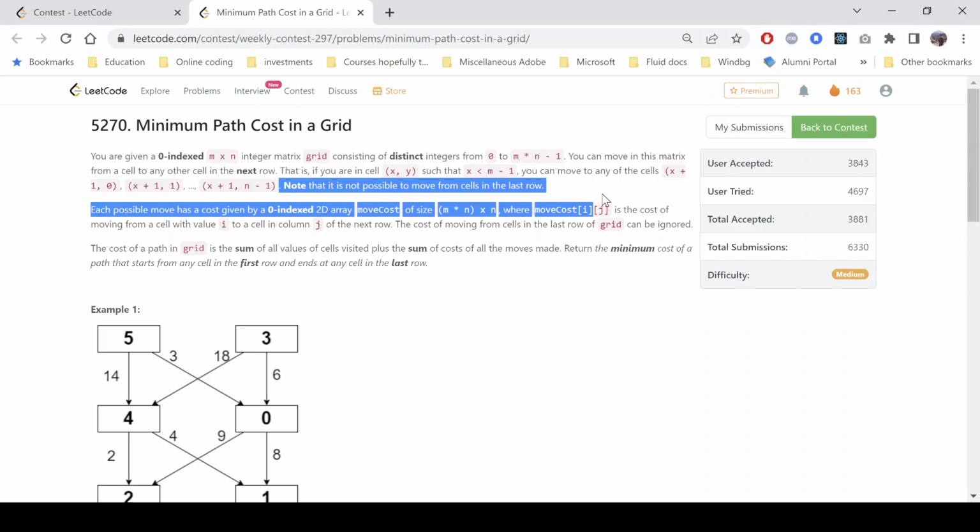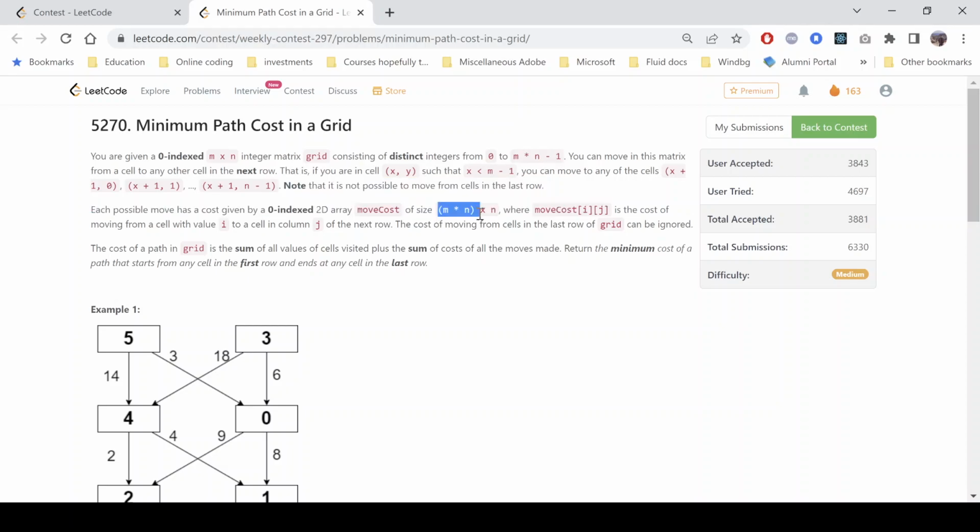And each possible move has a cost given by a zero indexed 2D array move cost, which is of size m into n cross n, where move cost of i comma j is the cost of moving from a cell with value i to a cell in column j of the next row.